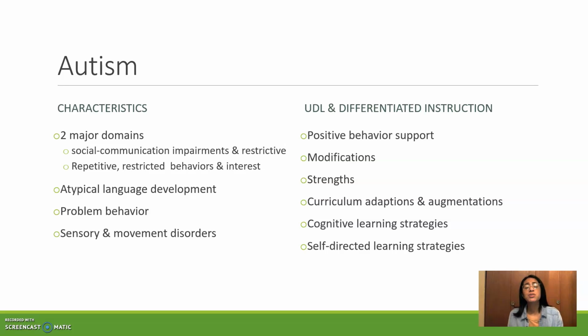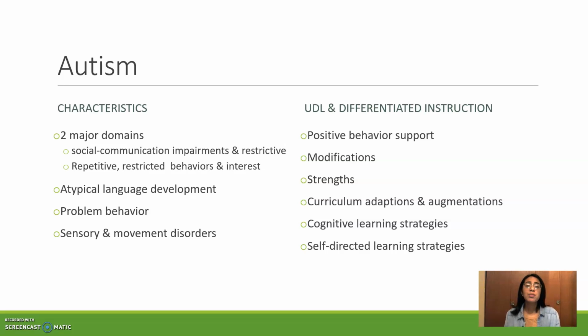Autism. There are 2 major domains. We have social communication impairments and repetitive restrictive behaviors. They also have atypical language development, which is the repetition of phrases and words. They have problem behaviors that range from self-inflicted injuries to tantrums, and sensory movement disorders where they have a delay in the movement that they're trying to do.